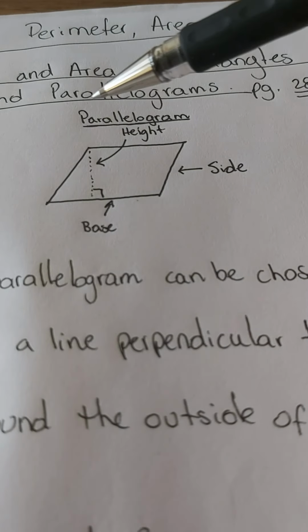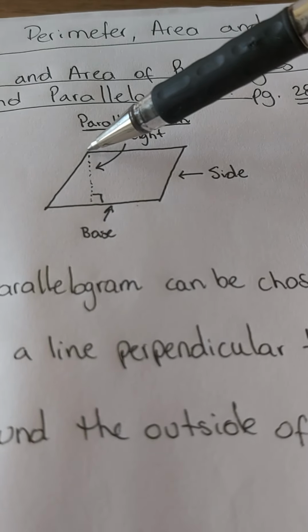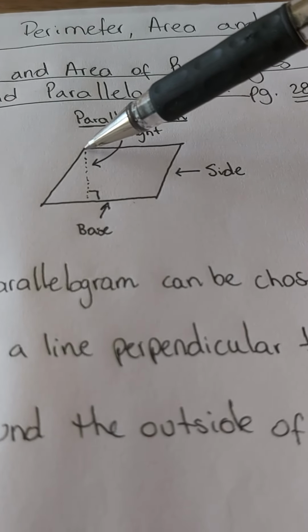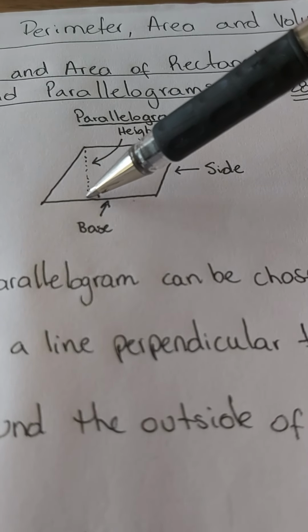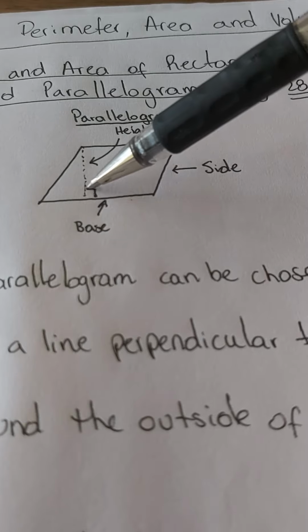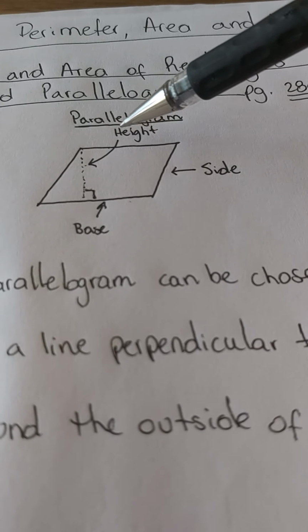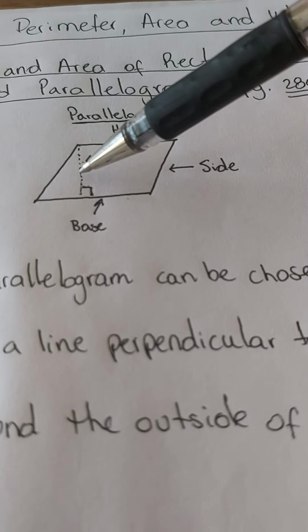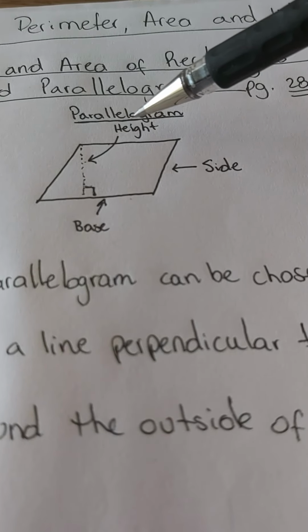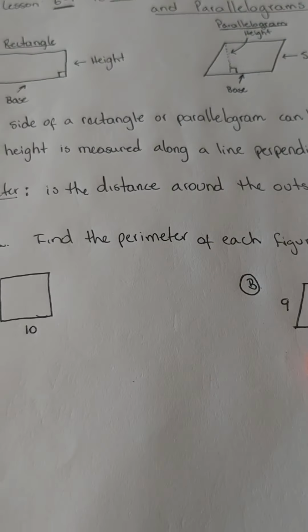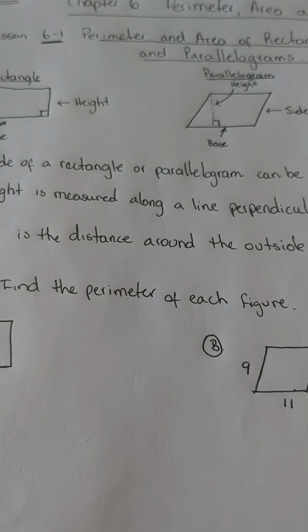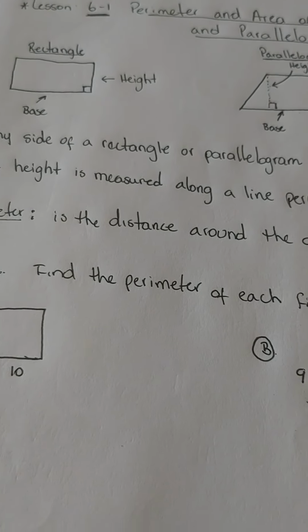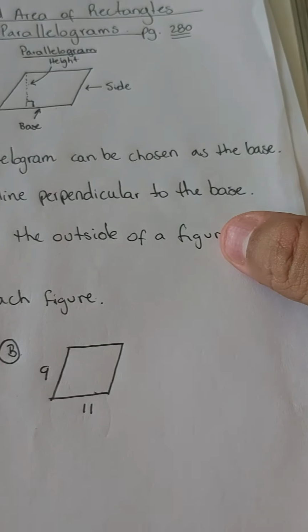Notice for this one, this perpendicular line is an imaginary line I created, right? It's perpendicular to the base, 90 degrees. This line will be the height of the parallelogram. This will be the base. A line perpendicular to the base will be the height. So as we were saying, any side of a rectangle or parallelogram can be chosen as the base. The height is measured along a line perpendicular to the base.